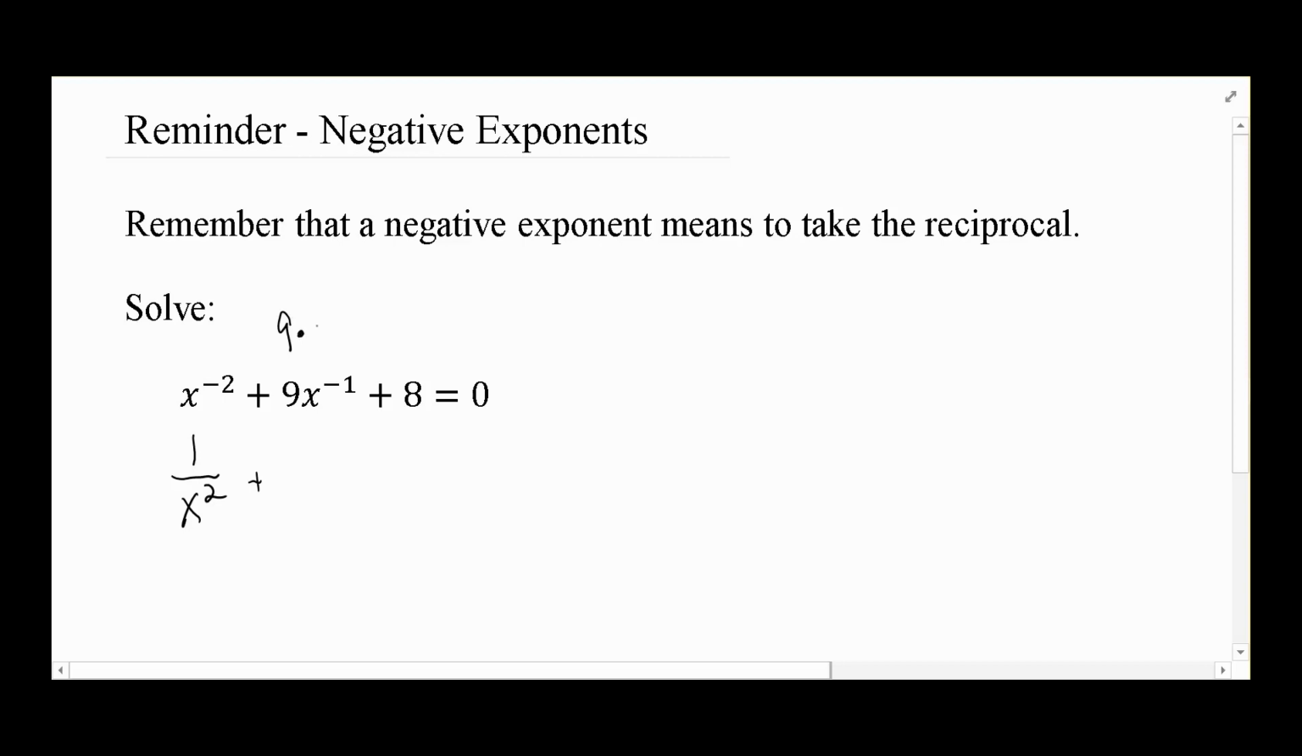And this is 9 times x to the negative first. And so the exponent's being applied to the x, and then I'm multiplying by 9. So the 9 actually stays in the top, and only the x goes in the bottom. So now this would become an actual rational equation where I could multiply both sides of the equation by x squared.